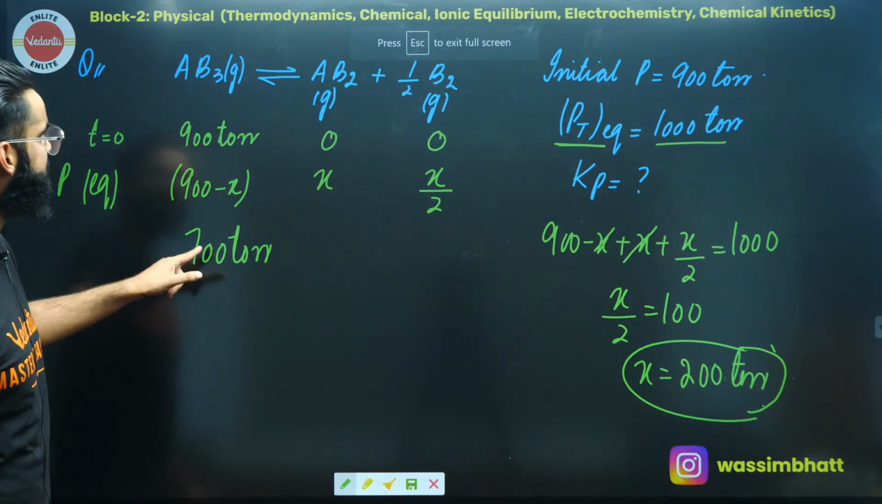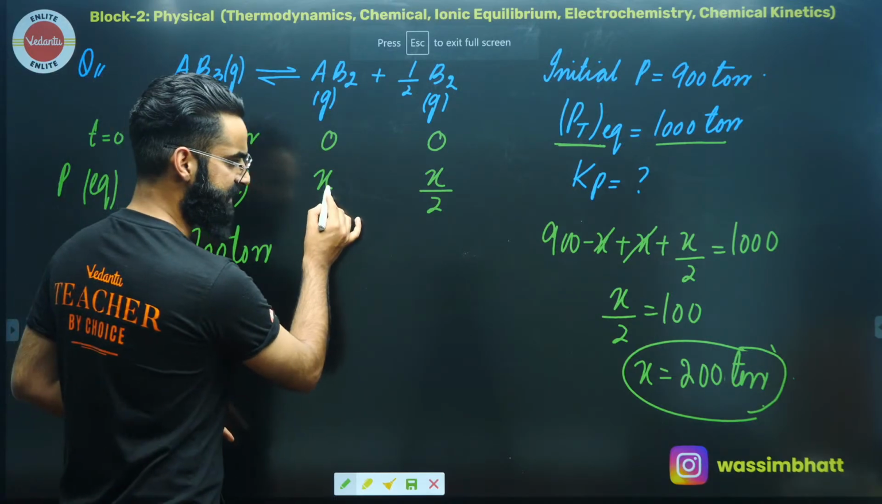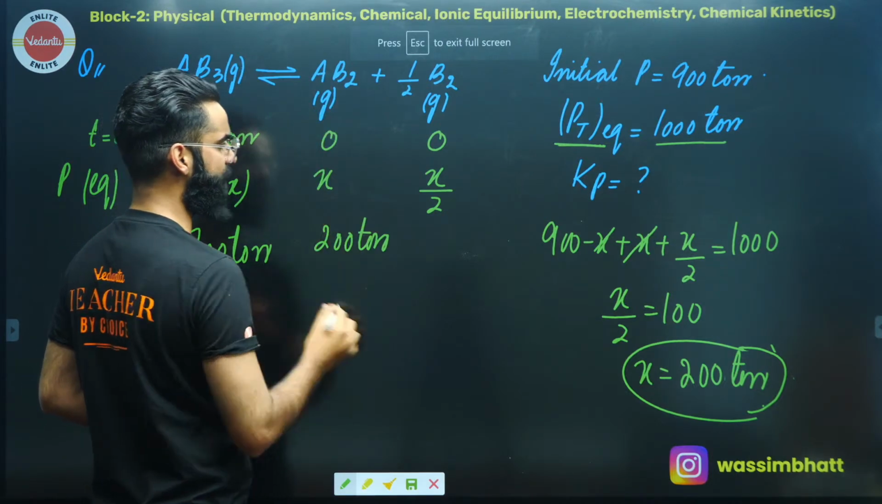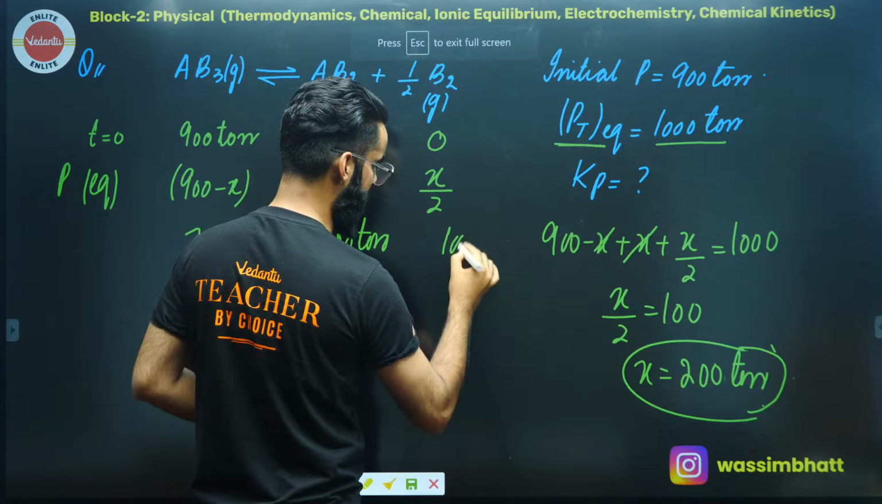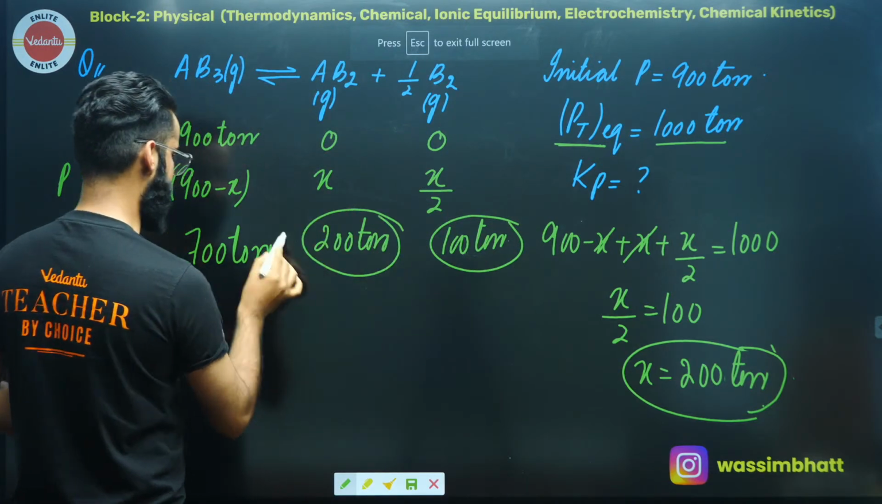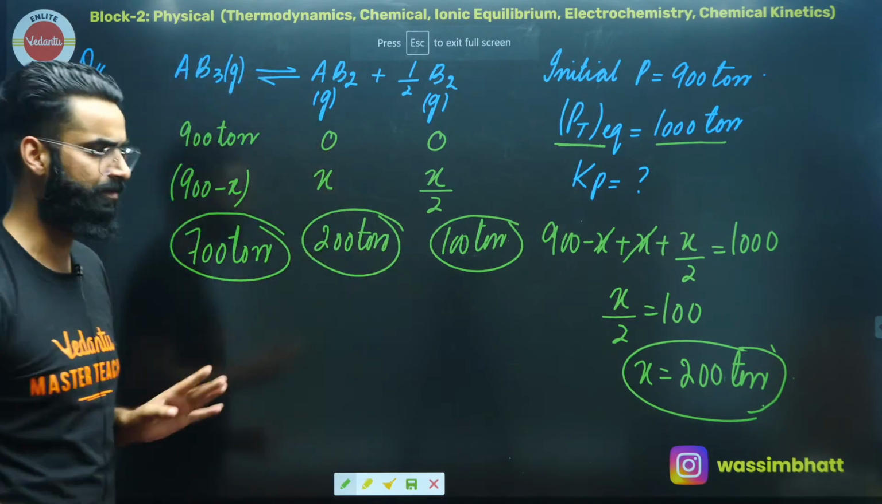Now guys, this is the partial pressure of AB3 at equilibrium, right? This is x, and x is 200 torr, so this is the partial pressure of AB2 at equilibrium. Then x by 2: 200 by 2 comes out to be 100. So this is 100 torr, the partial pressure of B2 present in the container at equilibrium. So you got the partial pressure of each reactant and product at equilibrium, my dear people, right?